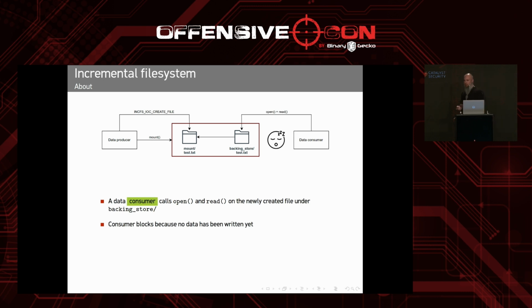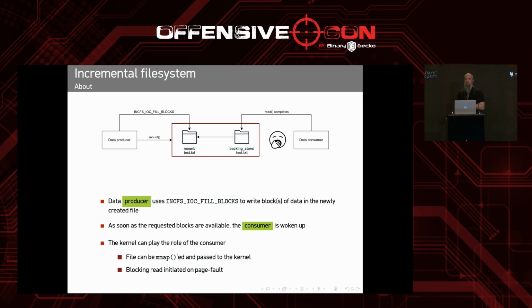Now, a data consumer that needs to read the data in test.txt opens the file and calls read. Now, at this point, the consumer will block, because this is how IncFS works, and because there is no data in the file. The producer can at any time unblock the reader by writing a block of data in the file. This can happen with the corresponding IOCTL code that I showed previously.